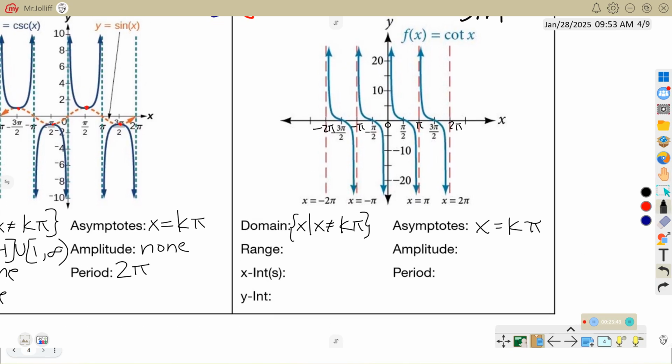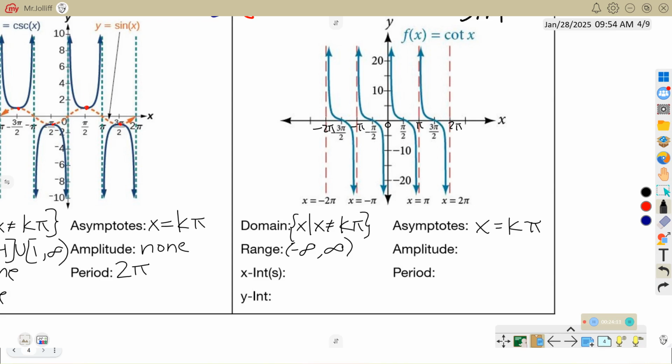All right, next one. Range, that's the up and down, the y values. What's our range for this graph? I see an arrow going down, arrow going up. What does that tell me? Negative infinity to infinity. This guy covers the whole y-axis, minus infinity to positive infinity. Good.